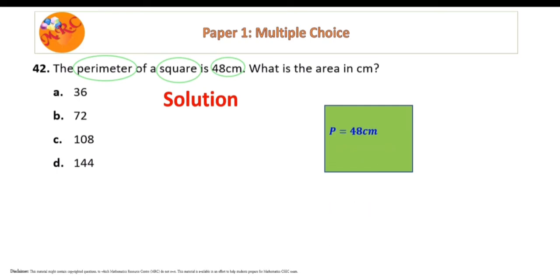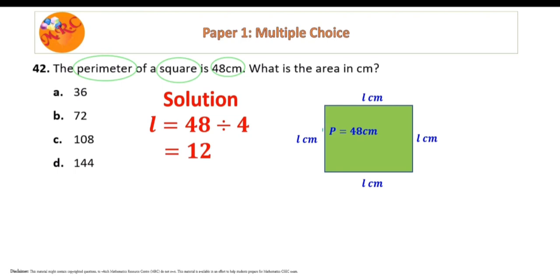Alright, from that information, we can really think about the length. Because if all the sides are equal, the same, and it's 4 sides, I can divide 48 by 4, and that will give me the length. What is 48 divided by 4? 12.